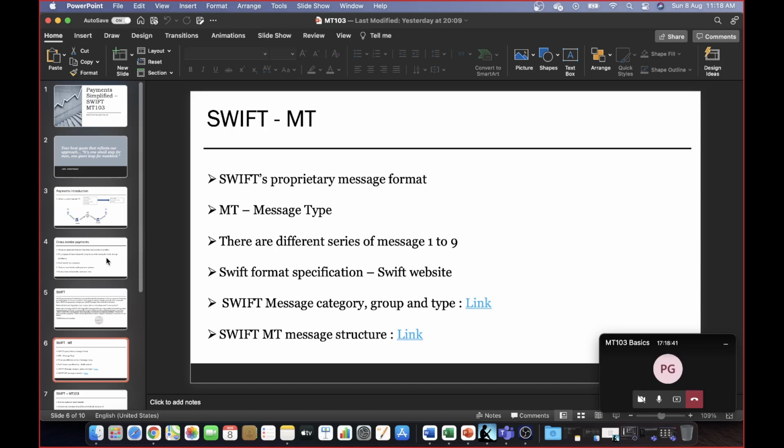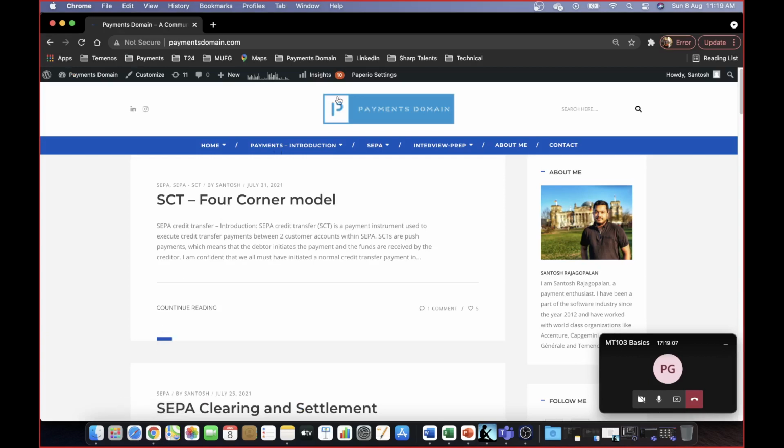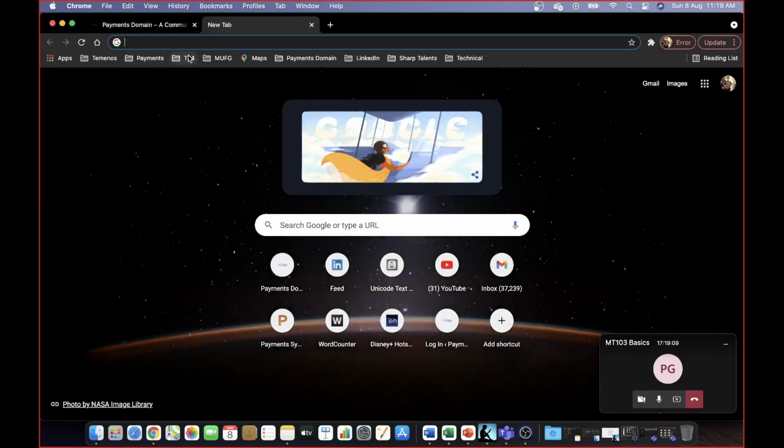SWIFT MT, MT stands for message type. This MT is divided into 10 series, 1 to 9, and there is an N series as well. You can consider it a separate series. We'll see all that. If you want to know in detail about the different series, you can go to Swift's website. I can show you how to navigate to Swift's website.